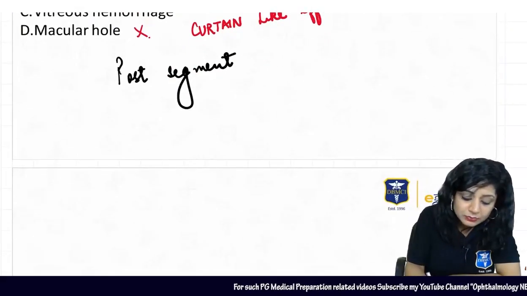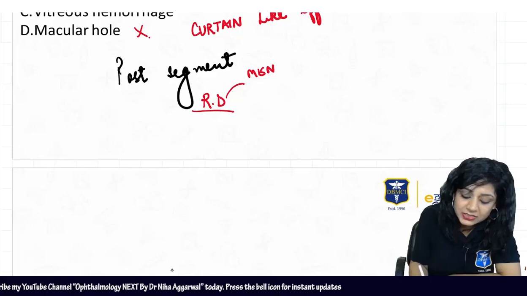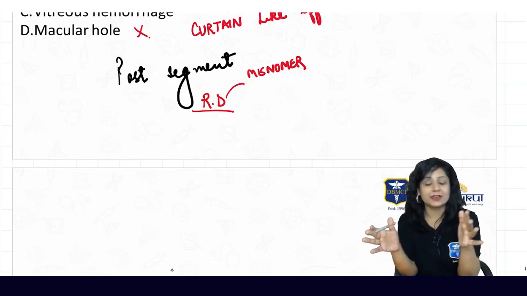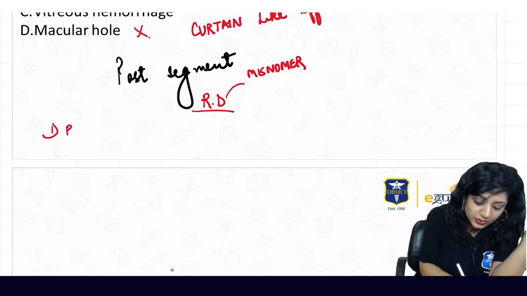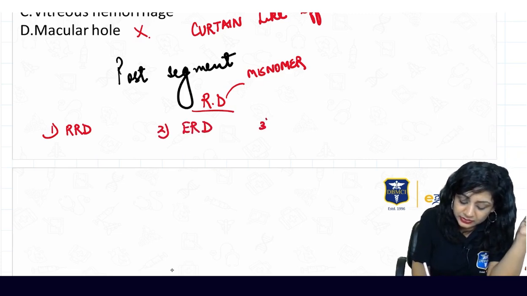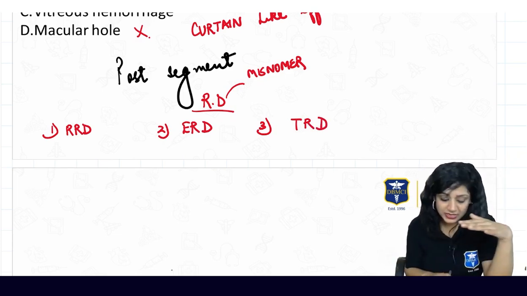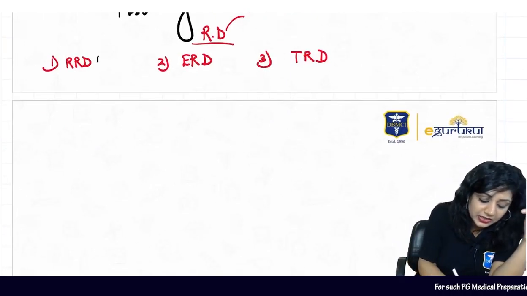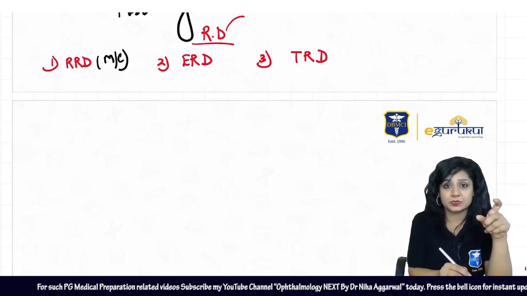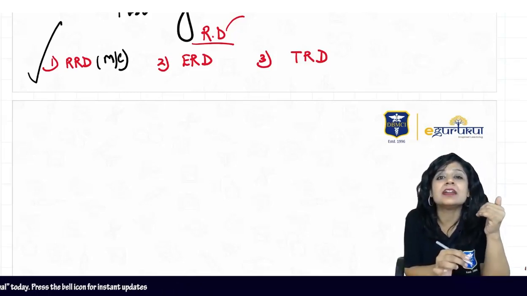Retinal detachment is actually a misnomer, right? It is not a detachment, it is just the separation of the RPE from the neurosensory retina. And we have three RDs: the RRD, the ERD, and the TRD. The most common amongst the three is the rhegmatogenous, that is your RRD. So basically we are talking about RRD in this question. Had it been ERD, TRD and RRD as options, your answer would have been RRD.